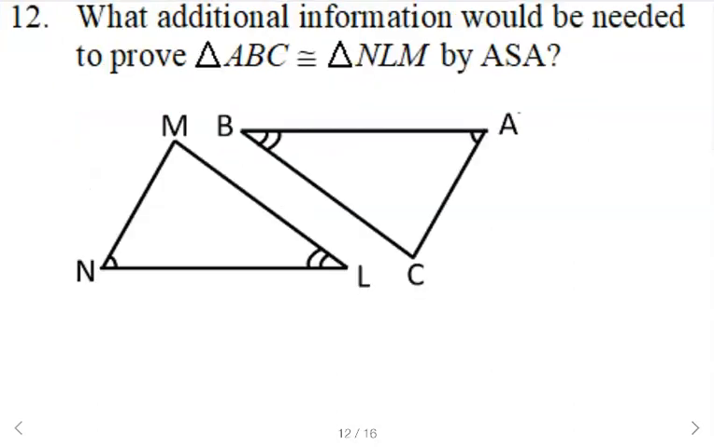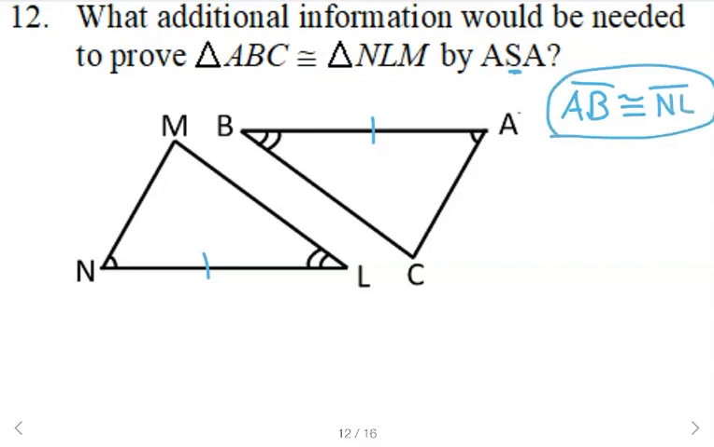Number 12, what additional information is needed to prove that these are congruent by angle, side, angle? Well, we need the included side, the side in between the two angles. So we would need to know that side AB is congruent to side NL. Side AB congruent to side NL. Or we can say segments. Once we have that, then we're able to say that these triangles are congruent by angle, side, angle.